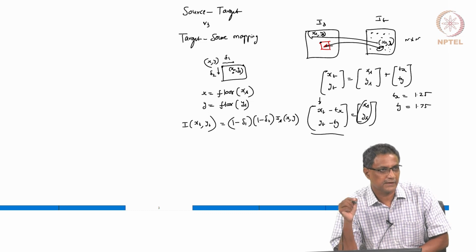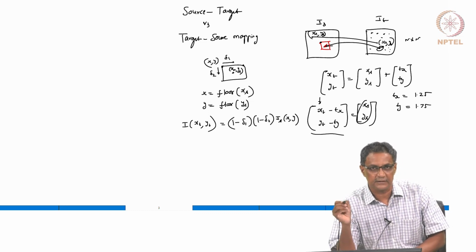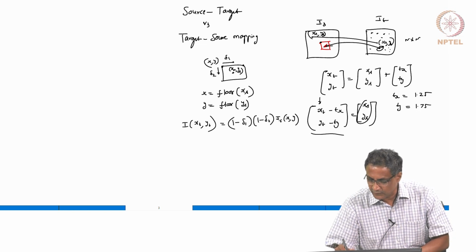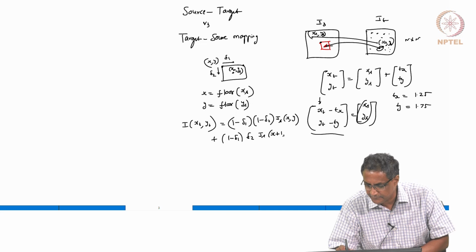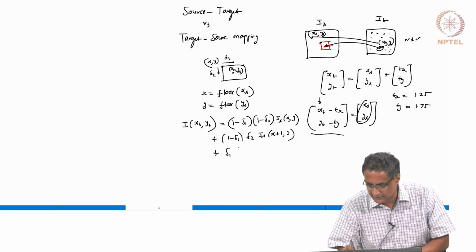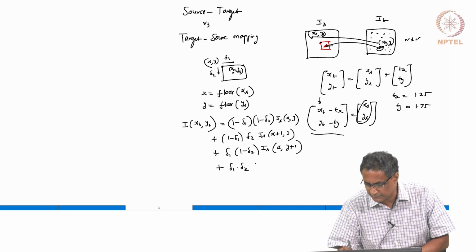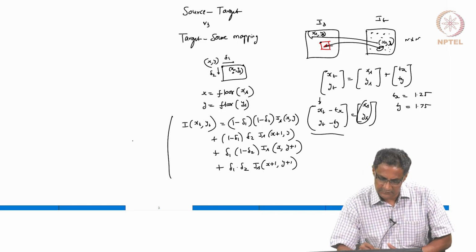I can't write xs ys, right? Xs ys is sitting here, that I do not know what it is. Oh, no, sorry, I wrote Is. Correct. Yeah, Is of x comma y plus 1 minus delta 1, then delta 2 Is of x plus 1 comma y. Then delta 1 into 1 minus delta 2 Is of x comma y plus 1, and then plus delta 1 delta 2 Is of x plus 1, y plus 1.